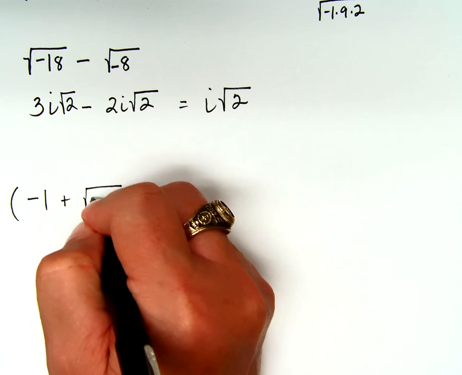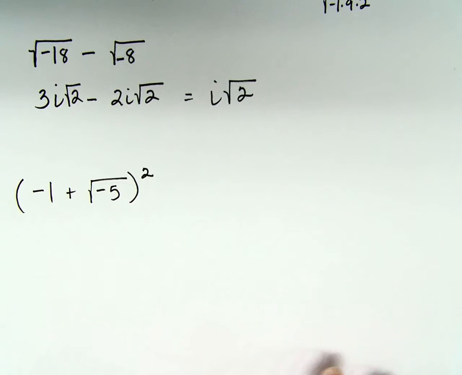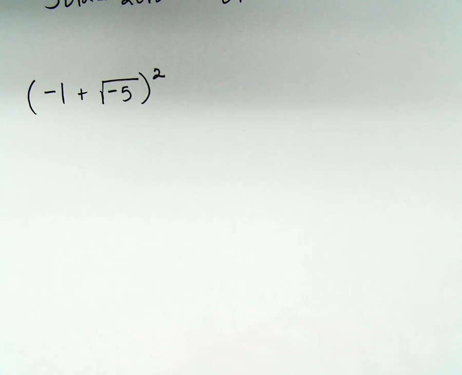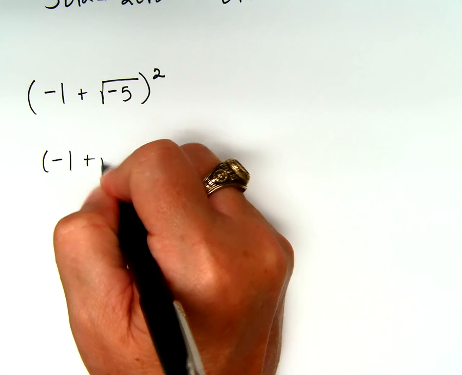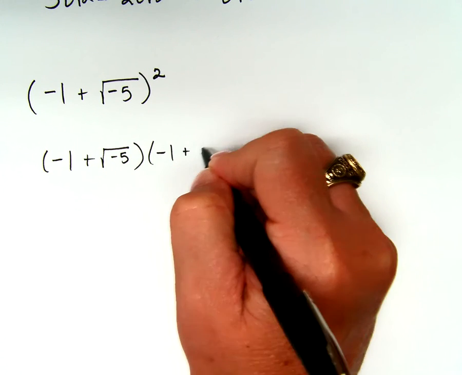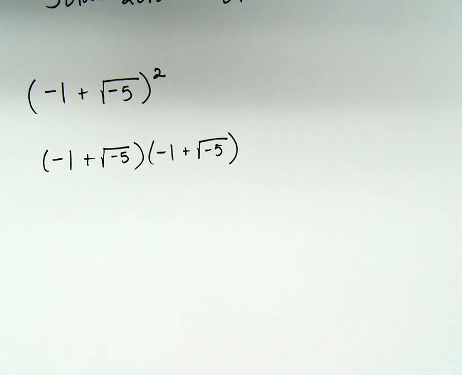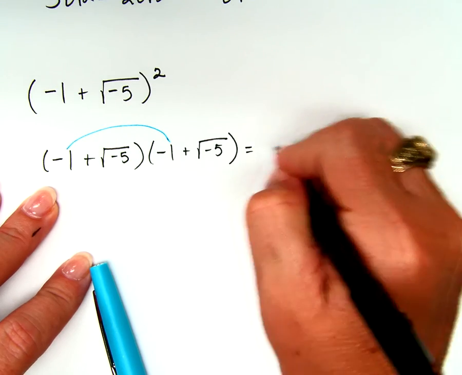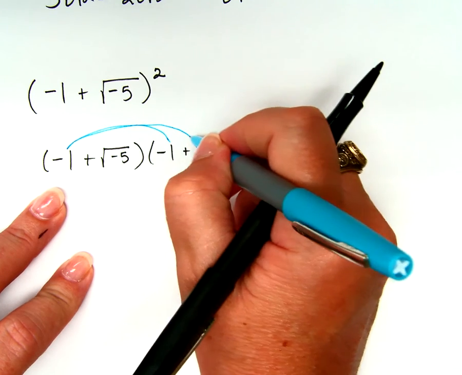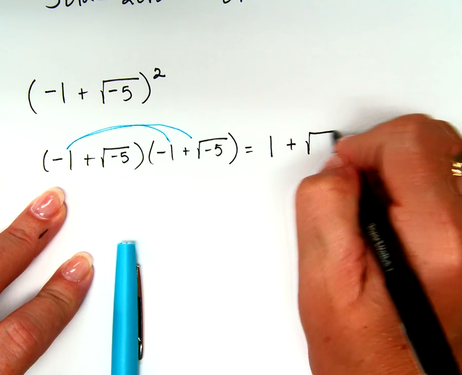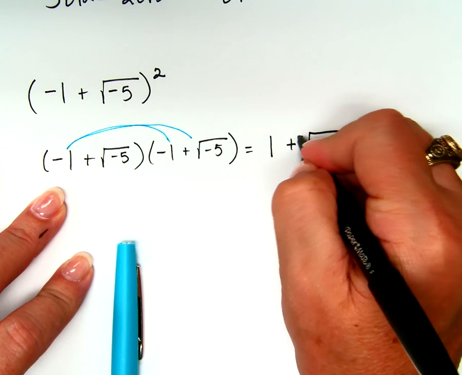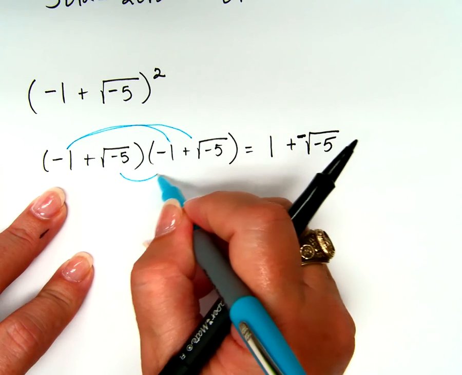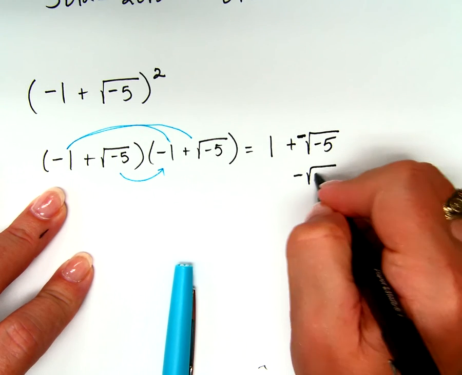Negative 1 plus the square root of negative 5, squared. Well, what does something squared mean? Times itself, right? So I'm going to go ahead and write it so it looks like it's times itself, because to me that makes it easier. Now this is just a basic distributing problem, right? Negative 1 times negative 1, positive 1. Negative 1 times the square root of negative 5, so minus the square root of negative 5. Then the square root of negative 5 times negative 1, another minus the square root of negative 5, right?